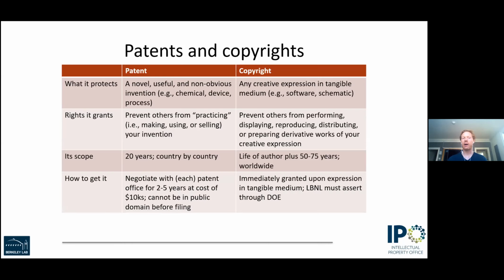And the last point is, how do you get these different types of IP? For a patent, it is a negotiation with the patent office in each country that you have chosen to file in. And once you file in a country, it is a 2 to 5 year process at the cost of tens of thousands of dollars to try to get a patent. And there's no guarantee that you will. You're in this negotiation, and sometimes you win and sometimes you lose. And I'll again explain a little bit about why you might win or why you might lose in a second.